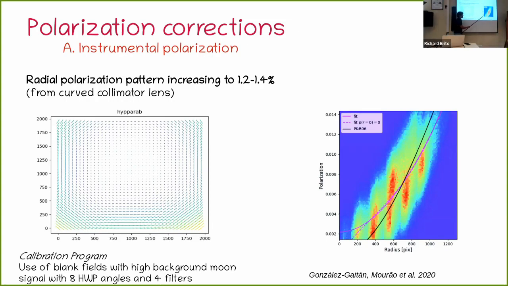This shows you also the polarization as a function of radius from the center. And that's what we did for Circinus, the galaxy that I showed you before. We did correct for this effect as well.